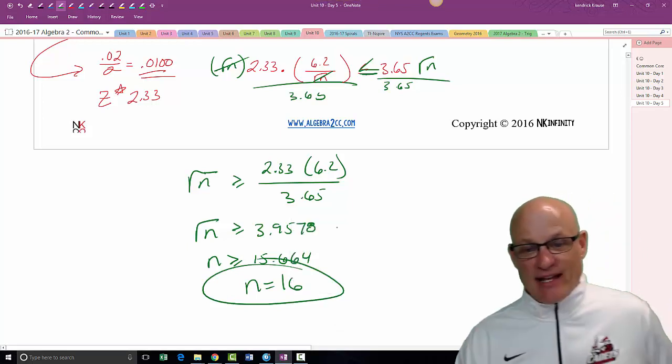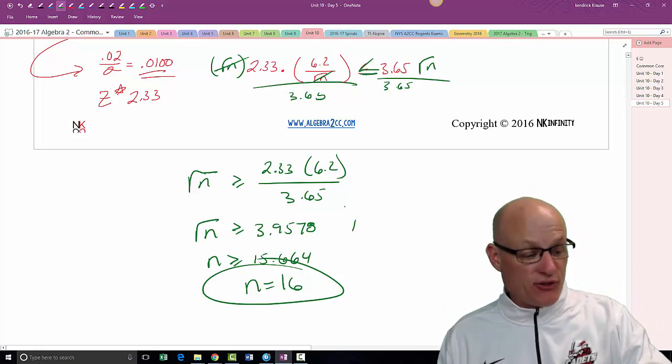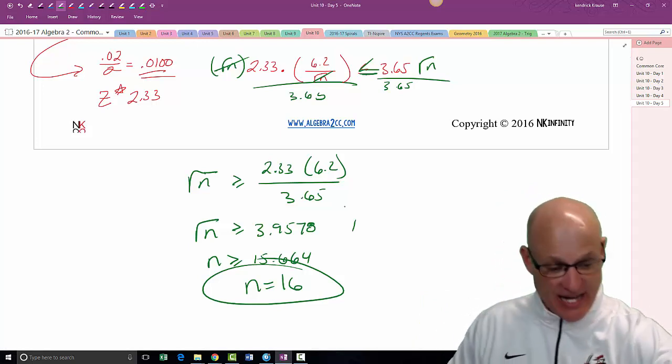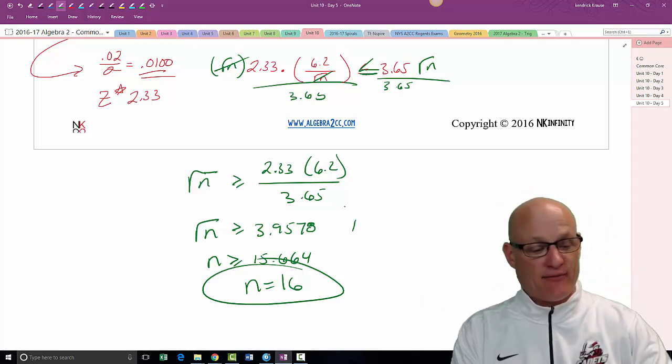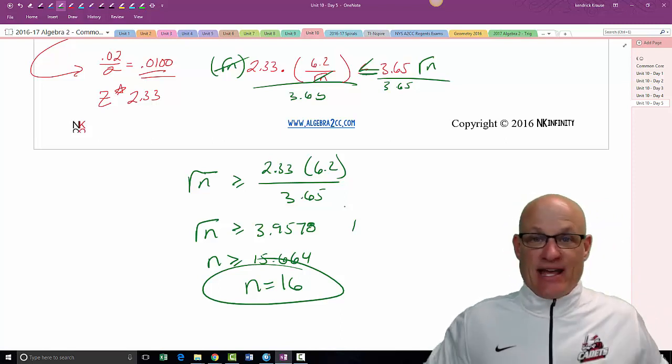All right, I hope that makes sense. That's how to pick an n value that will guarantee you a certain level of confidence with a certain level of margin of error. Okay, that's the end.